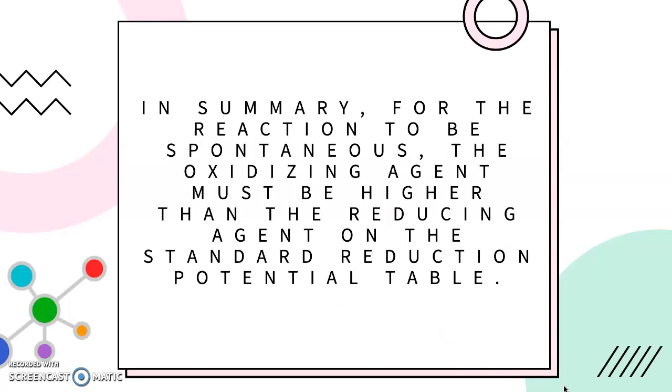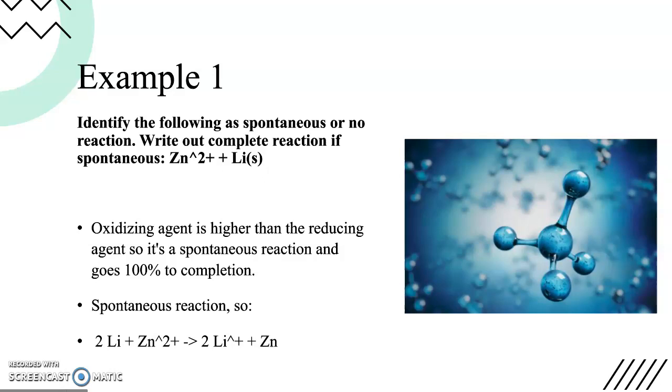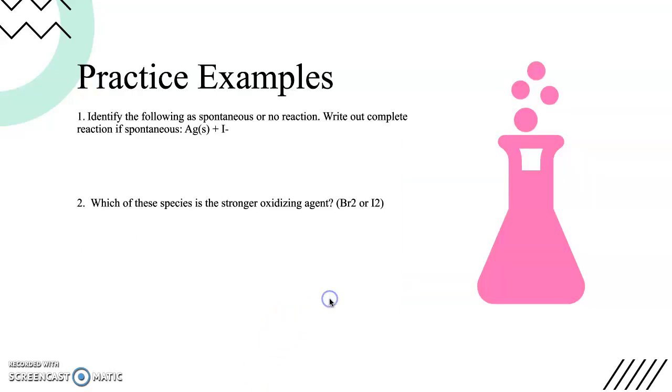Alright, in summary, for a reaction to be spontaneous, the oxidizing agent must be above the reducing agent, and be on opposing sides of the standard reduction potential table. Next, we have some more examples and practice questions. So, example 1. Here we go. Here is the question, and this is the explanation. Moving on, let's do some practice questions.